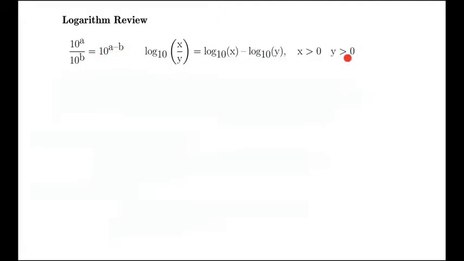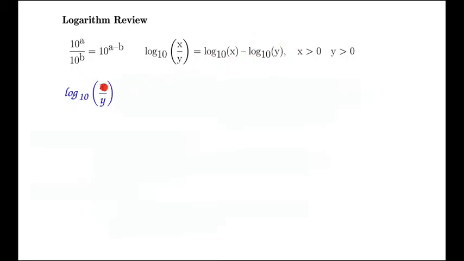And that gives rise to this logarithm rule, that the log base 10 of a quotient, log base 10 of x over y, is the log base 10 of x minus the log base 10 of y. That's provided x and y are greater than 0. Let's see how we can show this rule using this rule. We start with this side, we try to end up with this side.